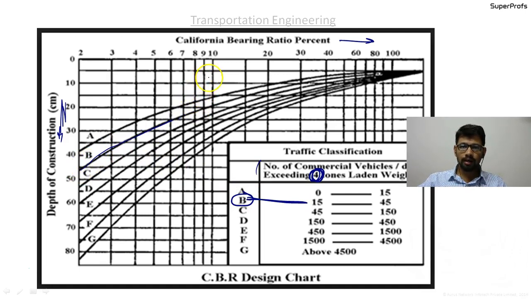So CBR of the material is say 10%, some value. Then the corresponding depth of thickness should be considered, that is 20. If CBR value is 3%, then the depth of thickness is still increased. So see, this way it goes. Higher is the CBR value, lesser is the depth, simply, and higher the load, higher is the thickness.